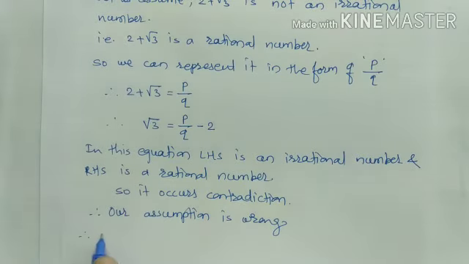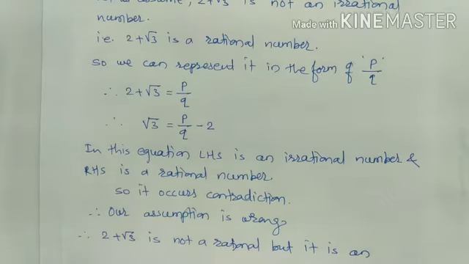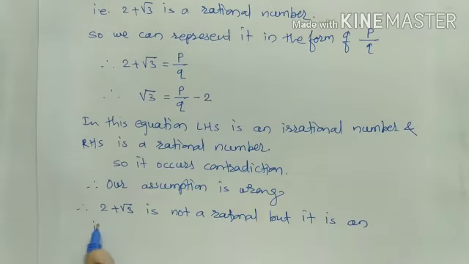Therefore this 2 plus root 3 is not a rational number, but it is an irrational number. And hence proved.